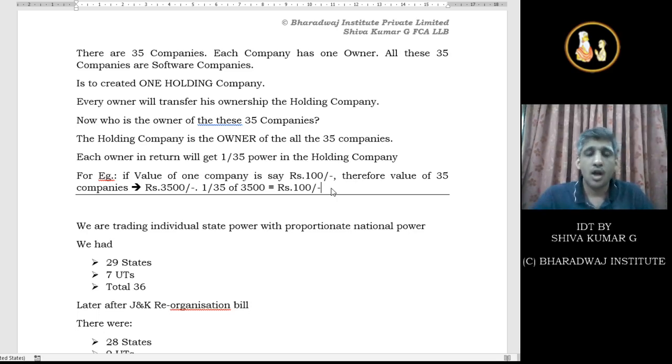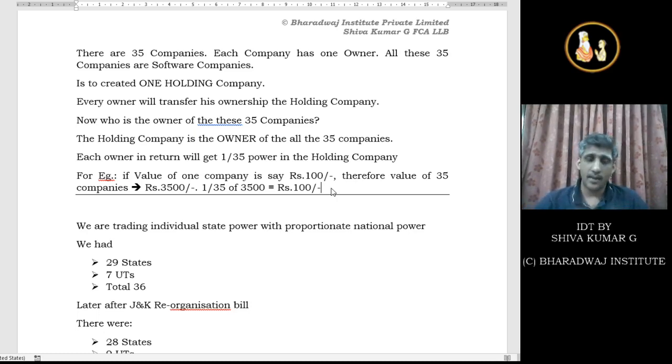This problem is there. Now we want the entire industry to become a very strong industry and go in one direction. What can we do? We can create one holding company. Step 1. Step 2, what can we do? All the 35 individual owners who own 100% of each company will transfer their shares to the holding company. Now, who is the owner of the 35 companies? All 35 companies are owned by only one company, the holding company. Who is the owner of the holding company? All the 35 people who owned the individual companies will become shareholders of the holding company.